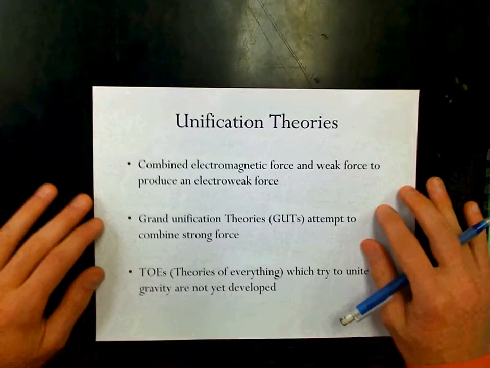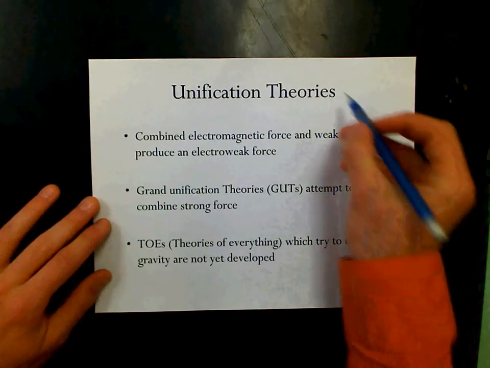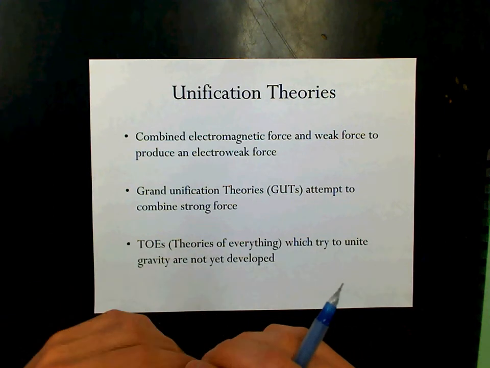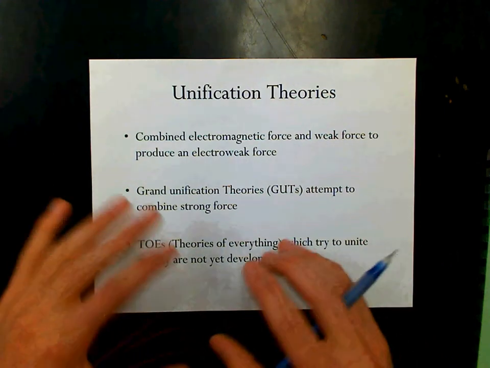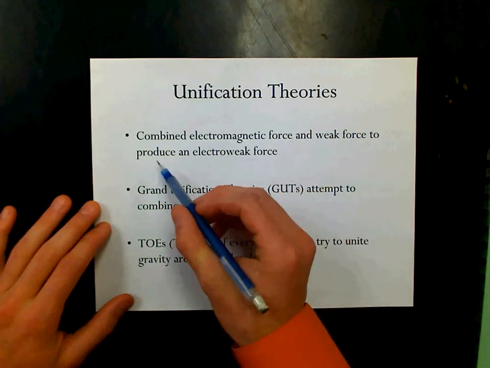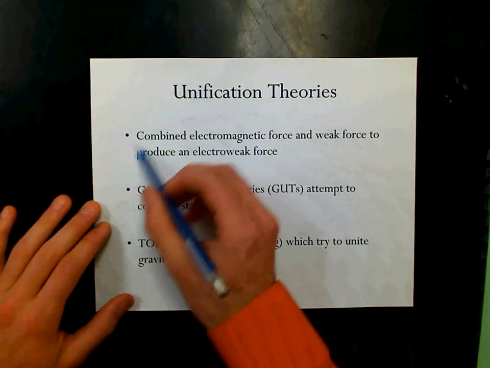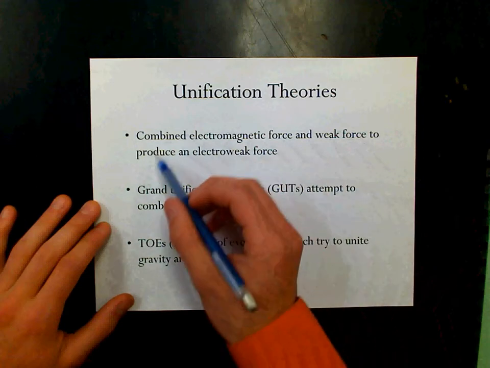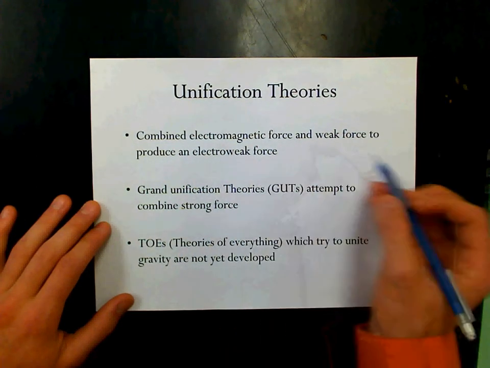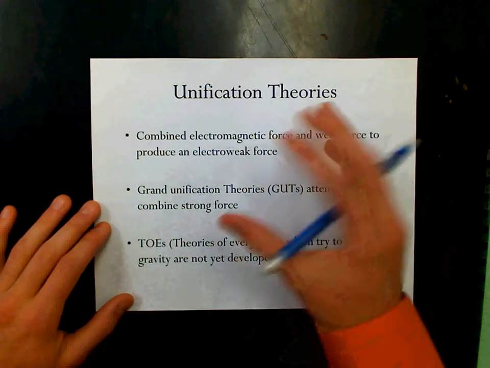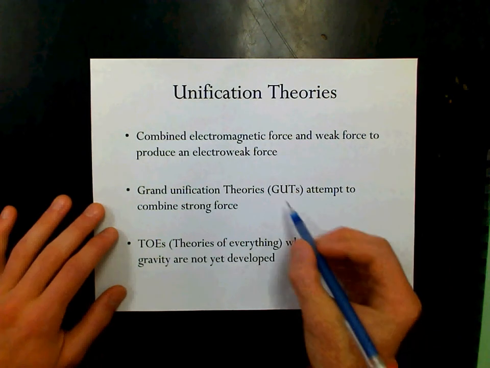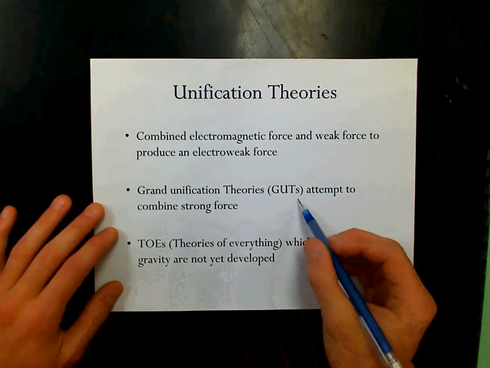We spoke about the standard model before, and that tried to understand and combine together all the different forces we have and all the different ways we have of thinking about the universe. So one theory combined the electromagnetic force and the weak force, and we call that the electroweak force. Then we took this electroweak force and combined it with the strong force, and we got the grand unification theory.